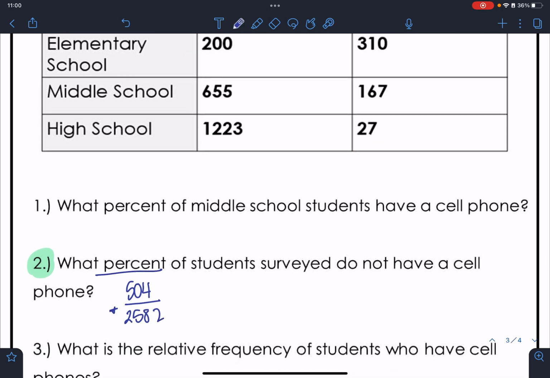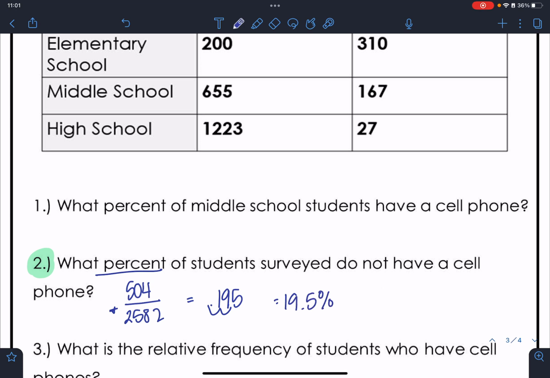And then what do I do with those numbers now since it's asking me for a percent? Good. And what is the decimal that we get? 0.195. Good. So we can just say 0.195. If I move it 2 times, I get 19.5%.